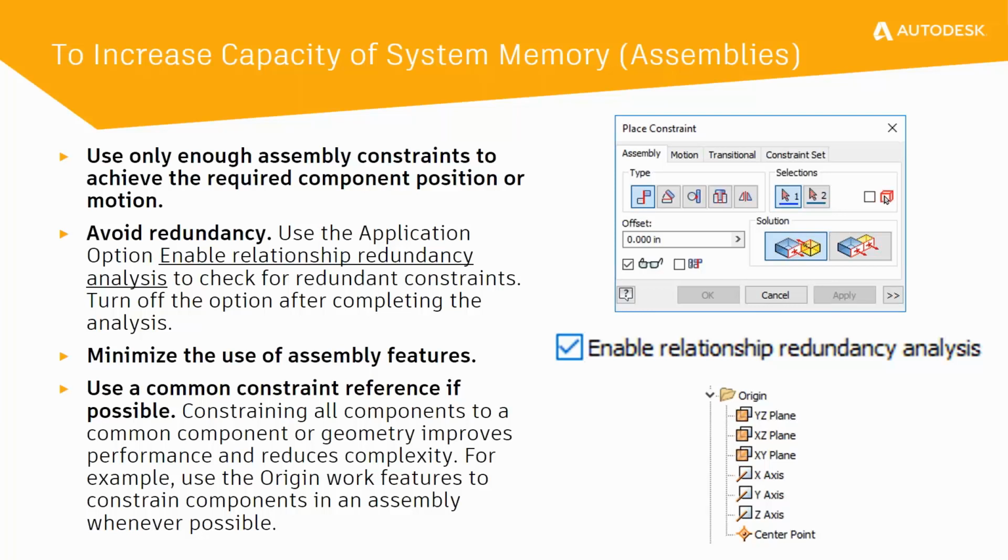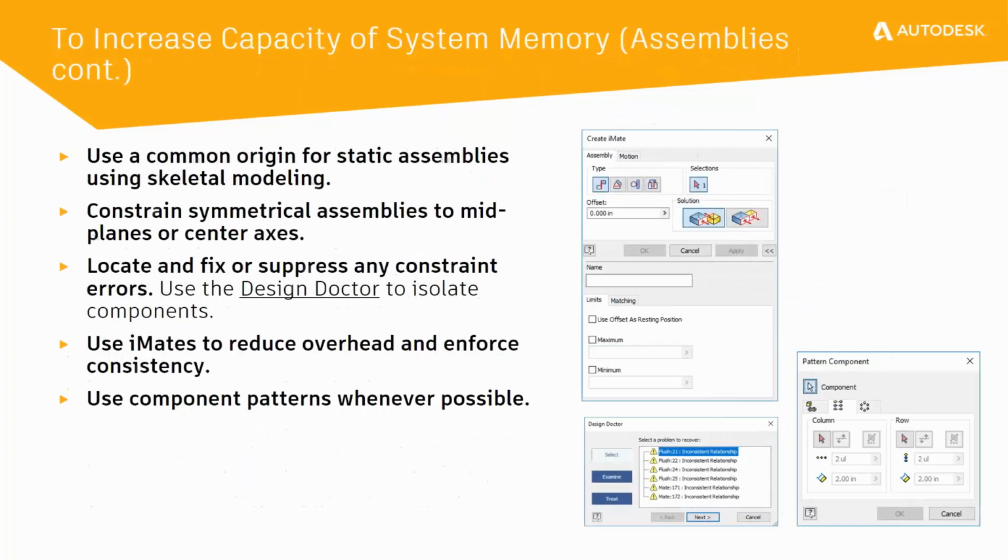You can minimize the use of assembly features as well as another good way of freeing up system memory, but also use a common constraint reference if possible. And we talked about maybe using the origin as a means of placing and inserting all components to minimize the resources required to constrain your designs inside of your assemblies.